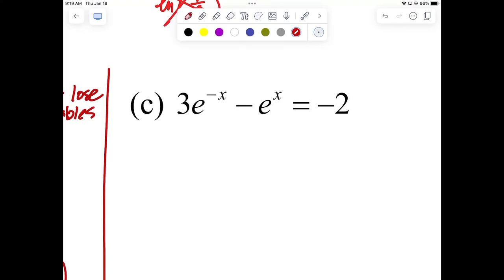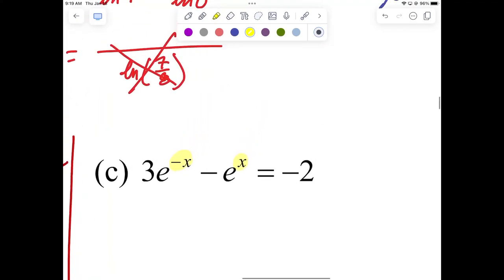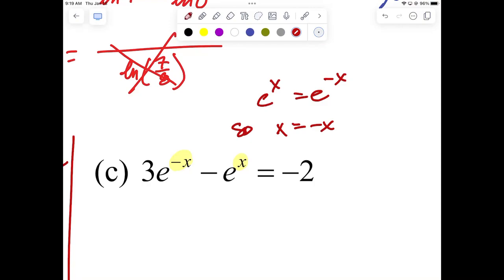It is an exponential equation. What do you notice about the powers now? They're opposite, right? Do you think I can separate it so that the base is the same? e to the x equals e to the negative x, so x equals negative x. Do you think I'm going to be able to do that? I'm not going to be able to get the bases the same. You know why? Who's the culprit?